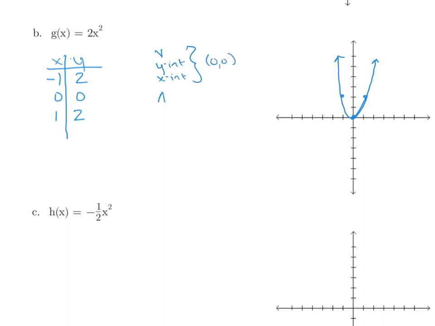Our axis of symmetry is x equals the x-coordinate, or x equals 0. We have our domain is, again, all real numbers. And our range is going to be the y-coordinate of the vertex, 0, comma, infinity, since this opens up.